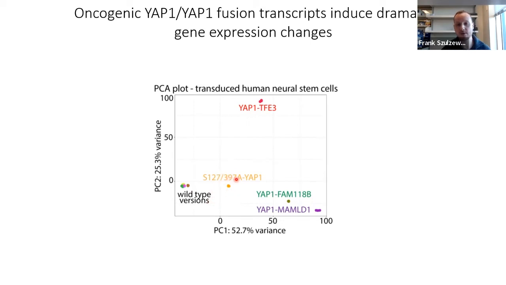However, 2-point mutant YAP1, oncogenic YAP1 itself, already basically clusters away from these wild-type versions. But then if you look at these YAP1 gene fusions, they furthermore cluster away from just 2-point mutant YAP1, showing that these fusions bring something in addition to just pure YAP1 signaling.